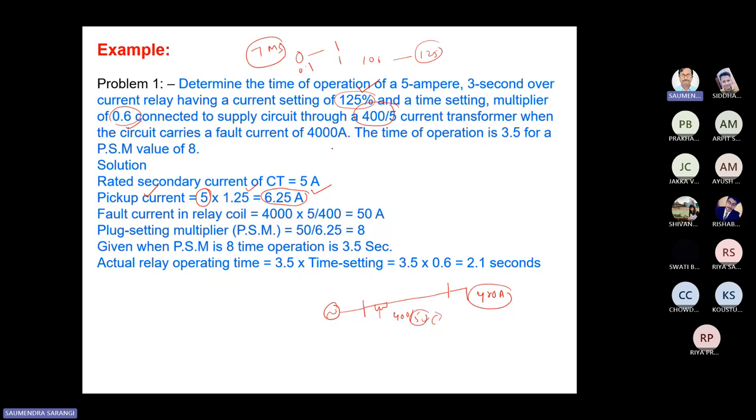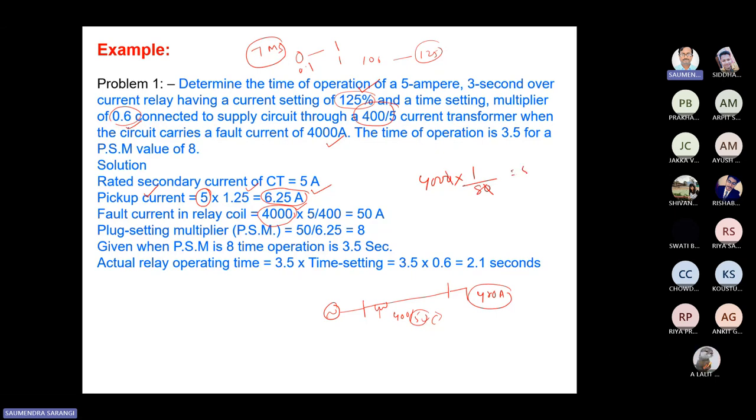After that, if you observe, the fault current is 4000 ampere. For this fault current, what is the current observable in the CT secondary? The CT ratio is 400 by 5, which is equal to 80. So the fault current 4000 ampere divided by the CT ratio of 80 gives 50 ampere. This 50 ampere is the fault current in the secondary side.